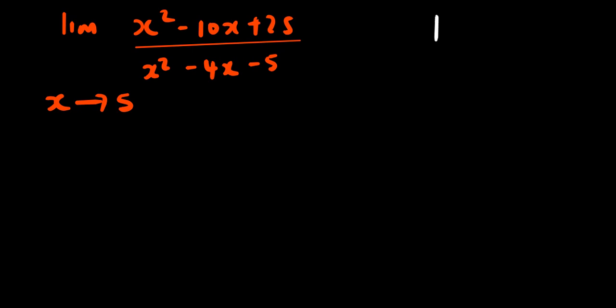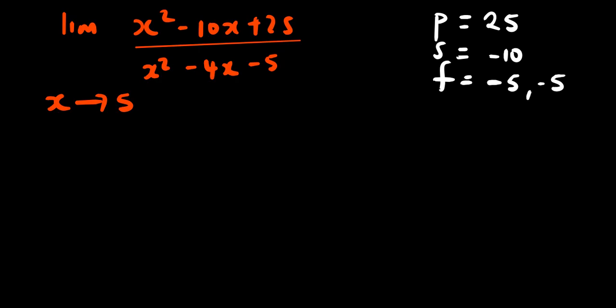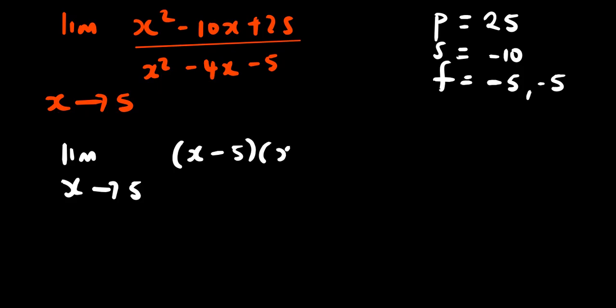When we simplify the one that is on top, the numerator, we look for the product, the sum, and the factors. The product is 25. The sum is negative 10. Two numbers that when we multiply them give us 25, and when we add them give us negative 10. So negative 5 and negative 5 achieve that. Therefore, on top, we're going to have the limit as x is approaching 5 of x minus 5, x minus 5.